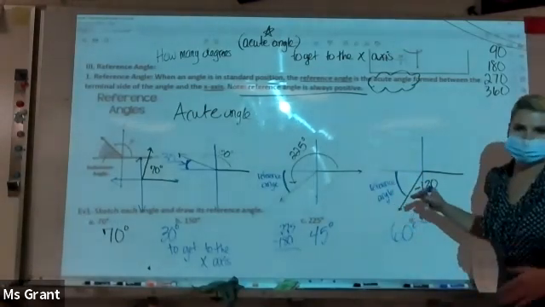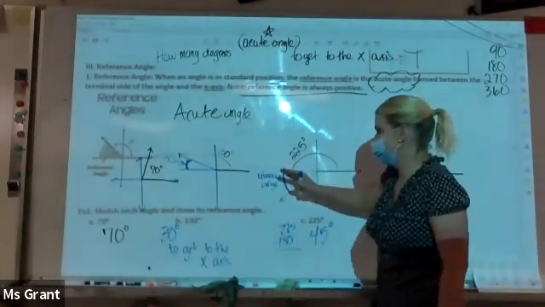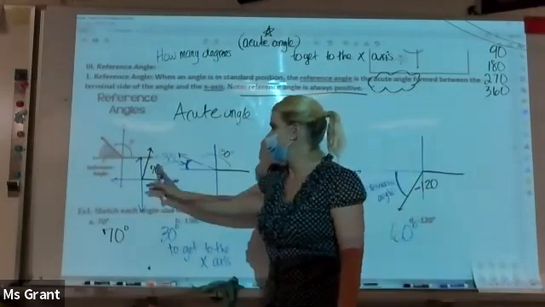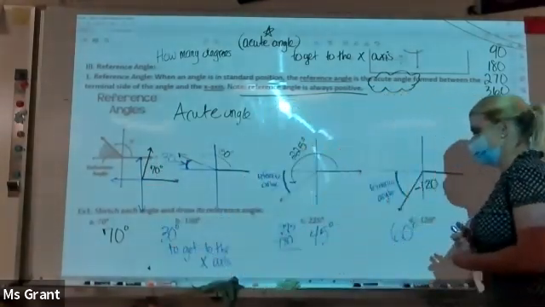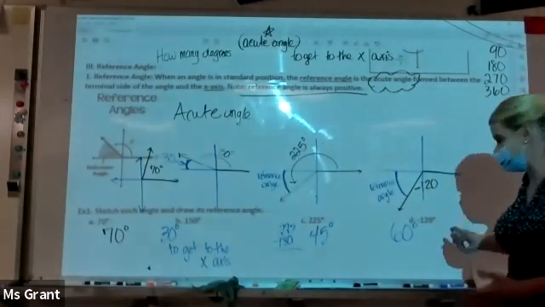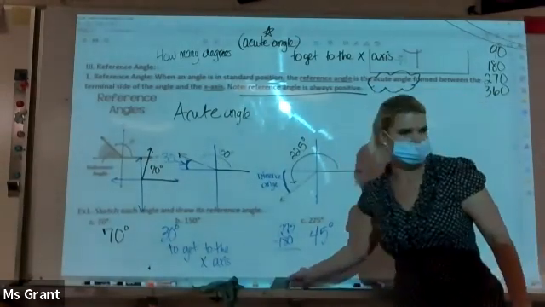How many degrees do you need to get back to the x-axis? Here, a little bit. Here, a little bit. Here, it was itself because it was already positive, and it was under 90, so it was acute already. Okay.